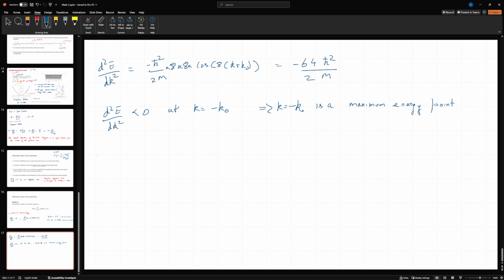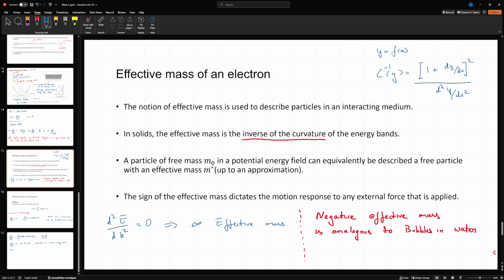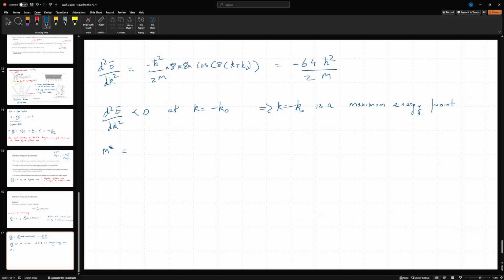Now, I know the effective mass m star is the inverse of the curvature. But at an extremal point, dy by dx is going to be 0. So, at an extremal point, the inverse of the curvature is just going to be 1 by d square y by dx squared. So m star in this case is going to be h bar squared upon d2E upon dk squared.